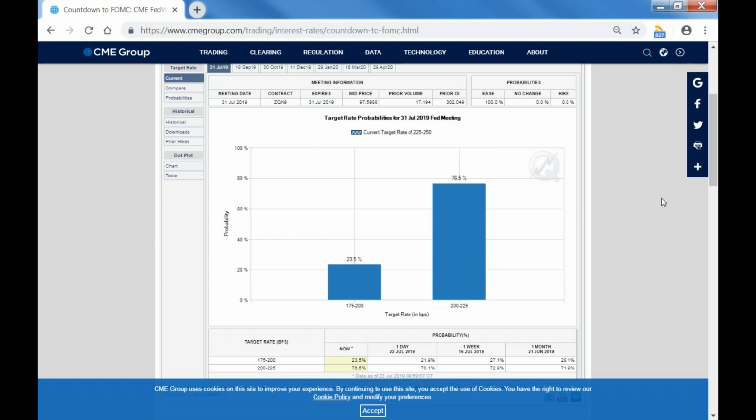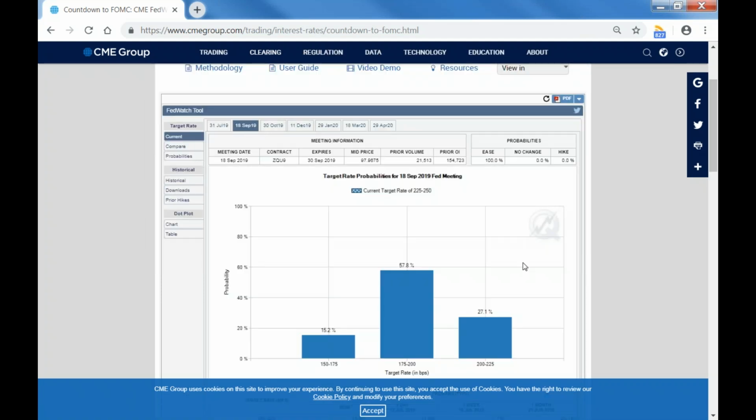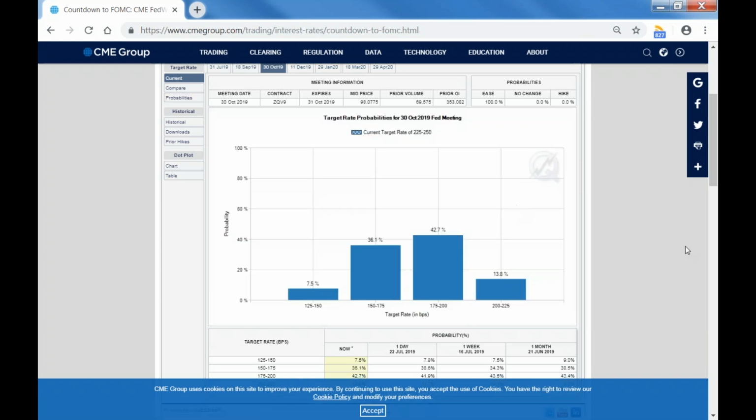Now it gets even cooler because you can go to the September 19th projection. And it shows a 15.2% chance we're going to be down to 150 to 175. And these change, by the way, all the time, right? These are dynamic statistics, but it gives you a good idea going out what the marketplace is thinking about what the Fed is thinking, or what the Fed funds rate's thinking.